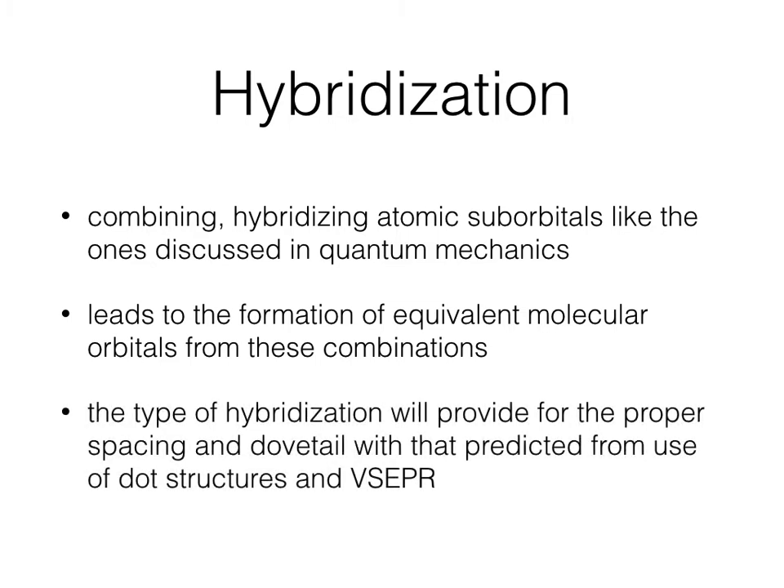The type of hybridization will provide for the proper spacing and dovetail with that predicted from the use of Lewis dot structures and VSEPR. So there are different kinds of hybridizations that can take place. Let me go through some examples and see what happens in particular molecules and what type of hybridization would be needed to get the proper geometry.